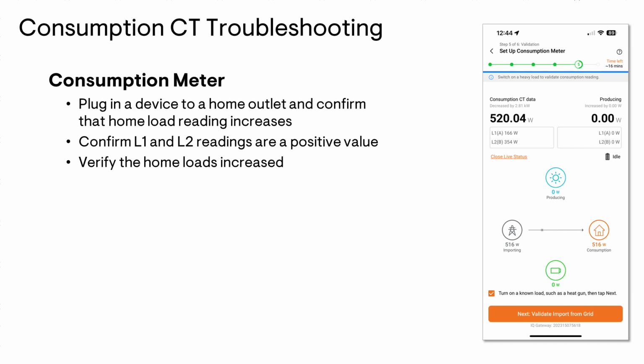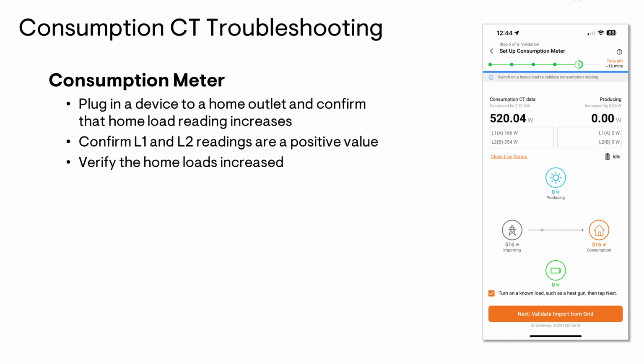The next step in the process is to turn on an additional load. Now when you do that, your total consumption is going to go up. That's the expected result. If you turn on that load and that value goes down, check your L1 and your L2 readings. Figure out which one goes down when you turn on that load, so you may have to turn that on and off a few times.